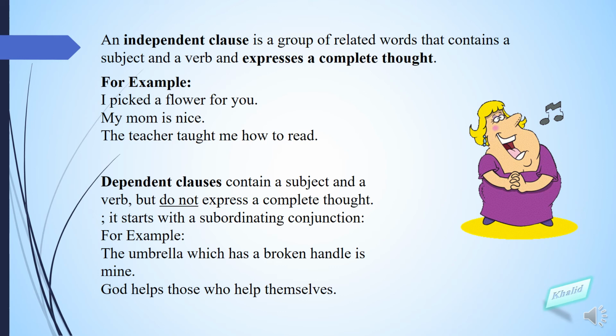Focus on these two sentences. The umbrella which has a broken handle is mine. Let's suppose it is starting from "which has a broken handle is mine." Do you get any idea of this sentence? No. It means that it needs another clause to make a complete sentence. So: the umbrella which has a broken handle is mine.